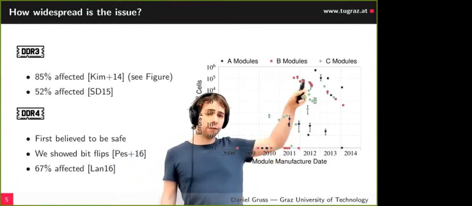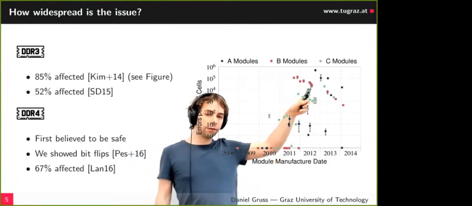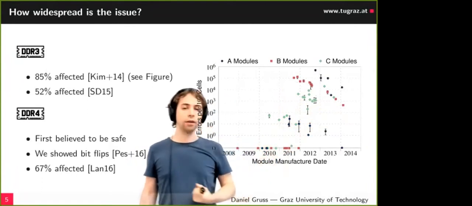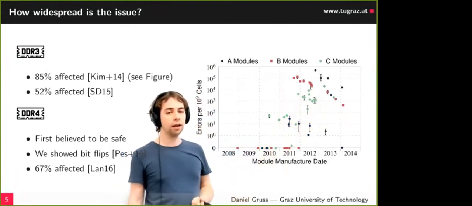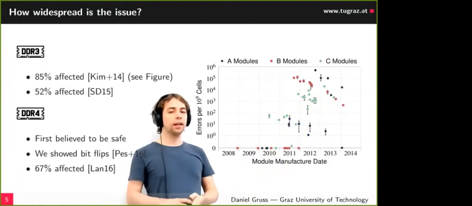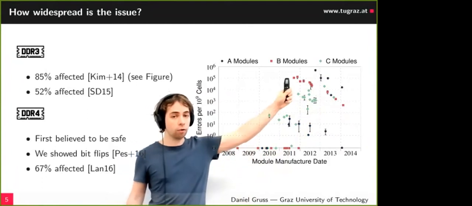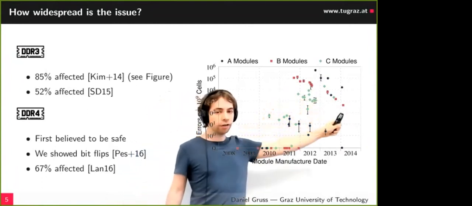You also see this effect that older modules have more bit flips than newer modules. And there are two explanations that try to explain this effect. One is that the manufacturing process gets better and better over time.